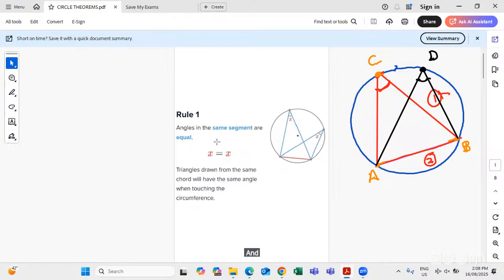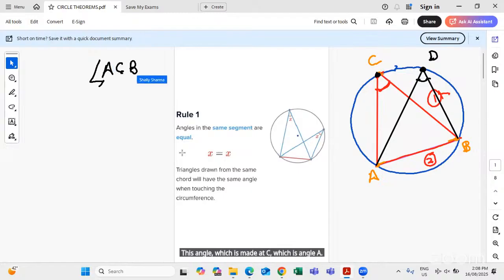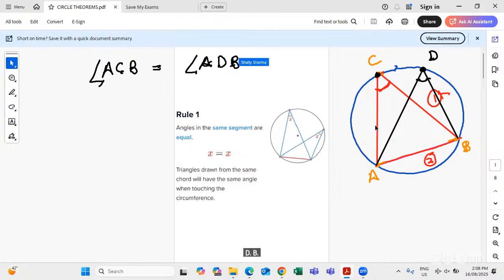And rule 1, the first circle theorem here, says that the angles in the same segment are equal. So that means if I talk about this angle made at C, angle ACB, it is equal to angle ADB. The angle made at C and the angle made at D will be equal. This is the first circle theorem.